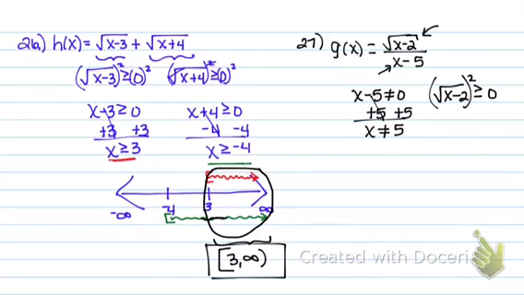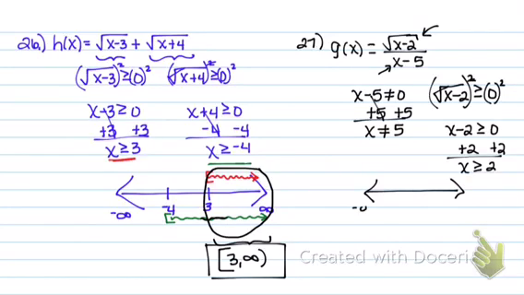Solve this one just like we did the previous problem, square both sides. And so we know x minus 2 is greater than or equal to 0. Add the 2. And so x has to be greater than or equal to 2. So let's graph this now on a number line. So I'll put my infinities. I've got a 2 and a 5. Now I know it can't equal 5, so I'm going to go ahead and put that as an open circle.